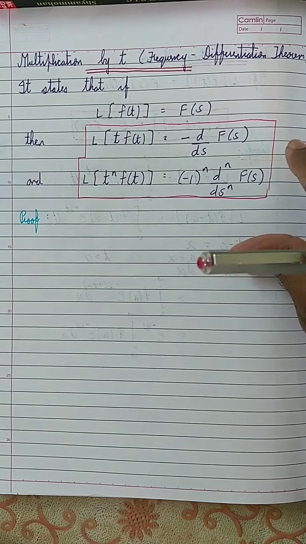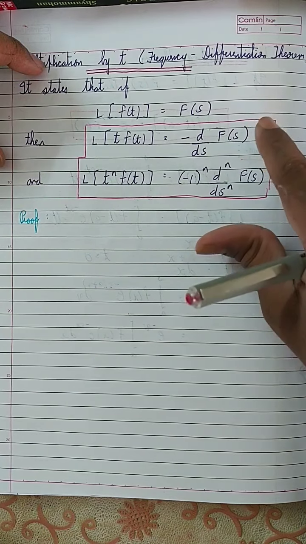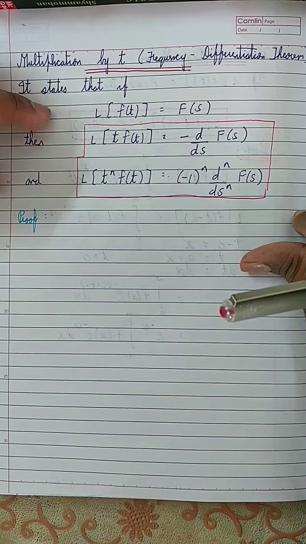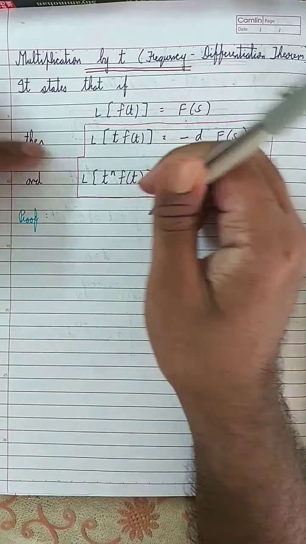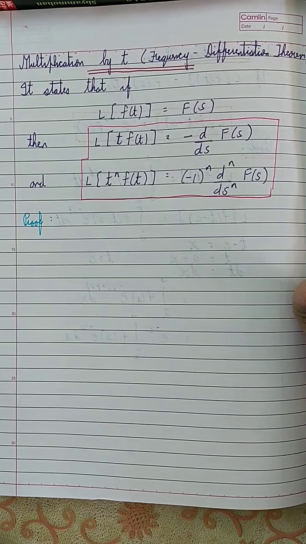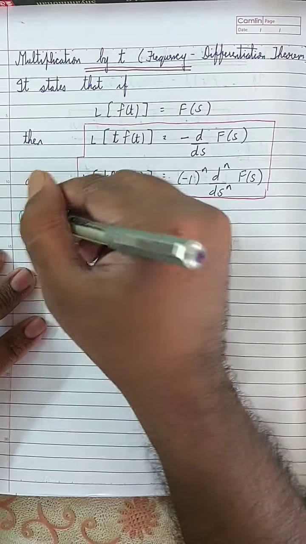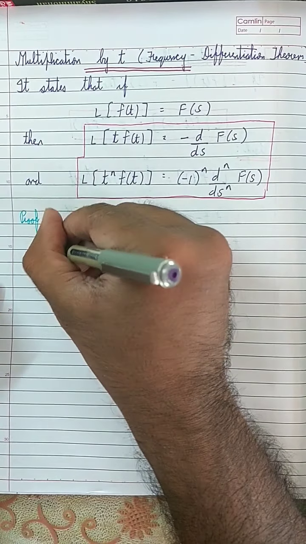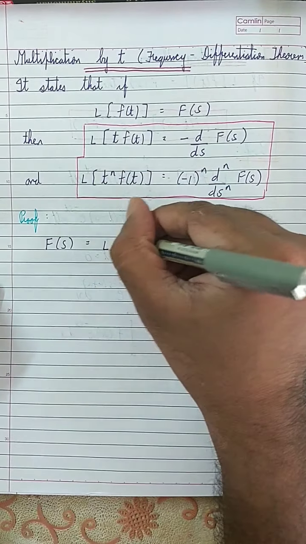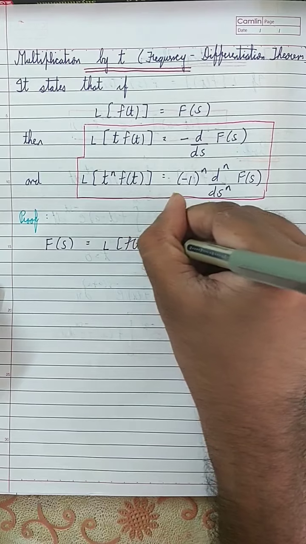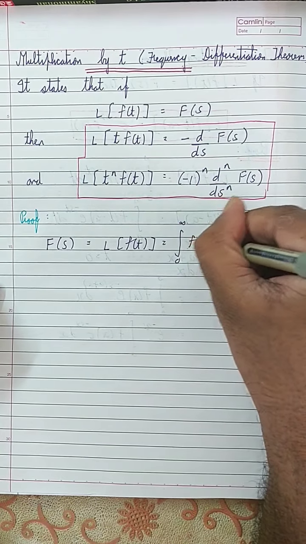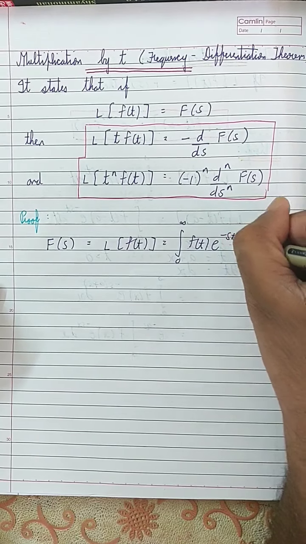This equation is very simple to derive, but it is very important when you are going to learn some of the basic functions. Let's look at the proof of this equation. So we know that the Laplace transform F of s is equal to the Laplace transform of f of t, which is nothing but the integral from 0 to infinity f of t into e raised to minus st dt.